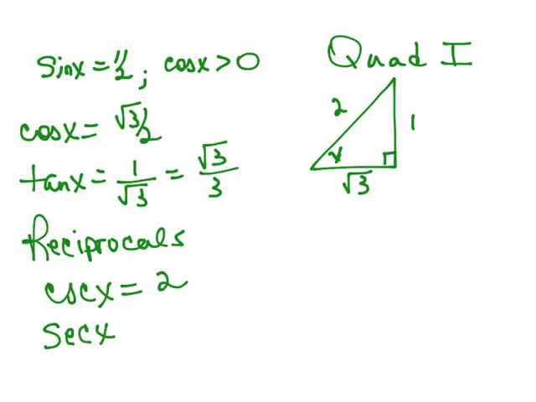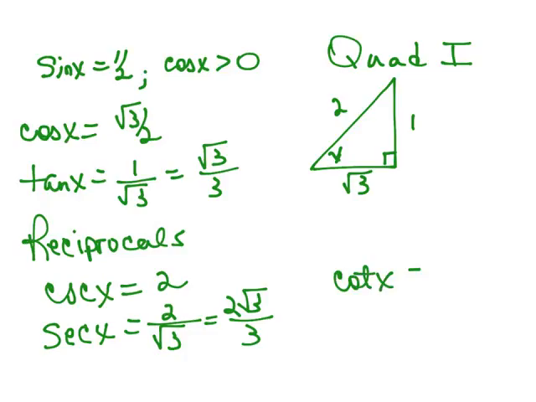Secant is the reciprocal of cosine, so it's going to be 2 over the square root of 3, which when we rationalize is 2 square roots of 3 over 3. And cotangent is going to be the reciprocal of tangent, which is going to be the square root of 3. So here's another way that you could work the last example that we just worked.